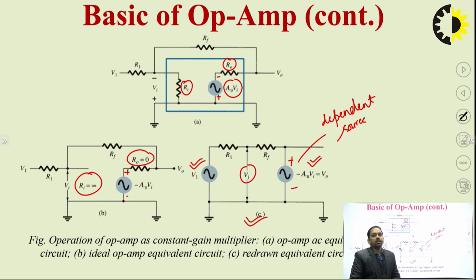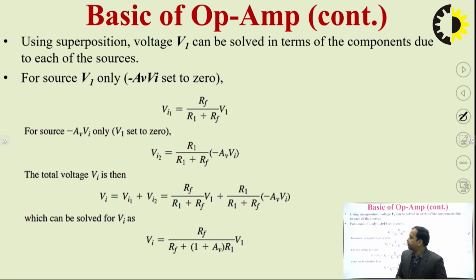There is the superposition theorem, which says that if a circuit has two or more voltage sources, then the overall response can be obtained due to the individual sources. So first of all, let's assume that V1 is applied and minus AV multiplied by Vi is represented by a short circuit. We will calculate the output as Vi1. So this is the superposition theorem.